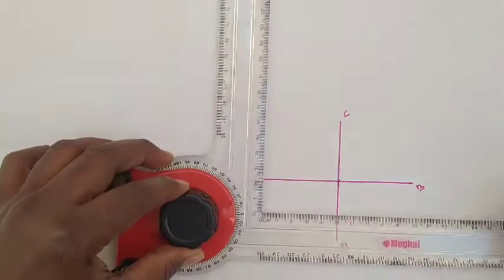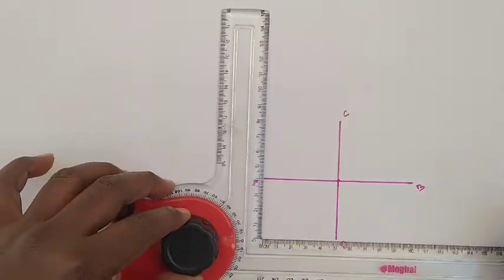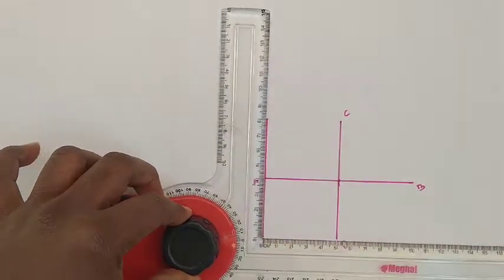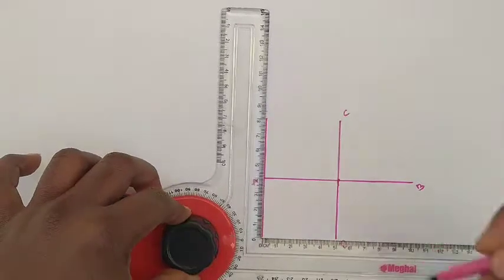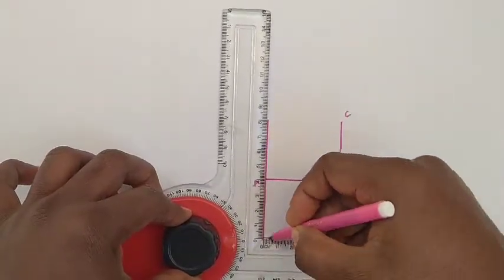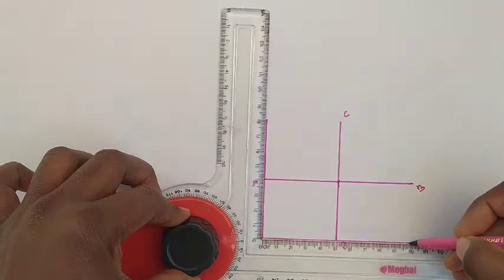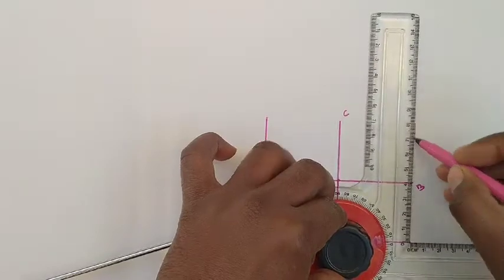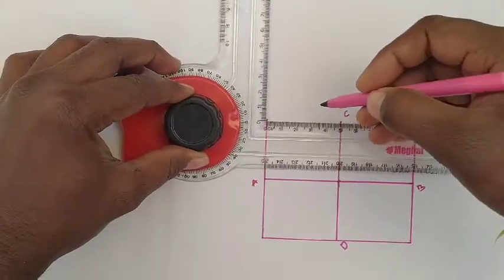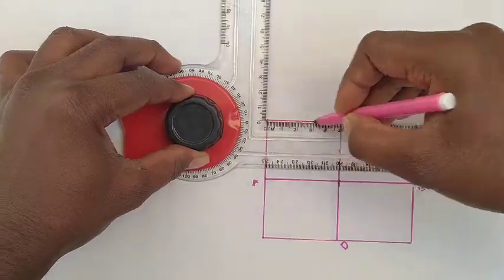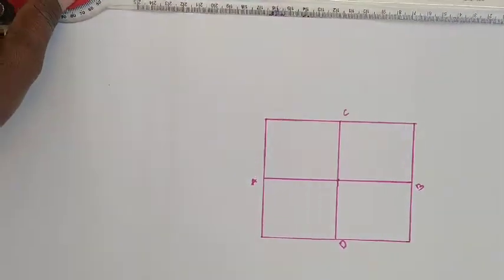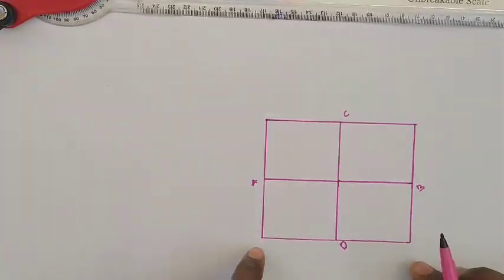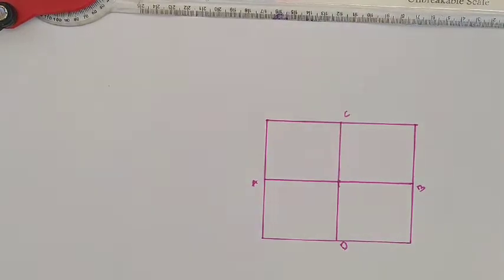Let's form a rectangle. From A, draw a height equal to the minor axis, and from this point draw 100 mm, the length equal to the major axis. Draw the height of 80 mm. Next, join all these. Here we have a rectangle, the height equal to the minor axis, 80 mm, and the length equal to the major axis, 100 mm.